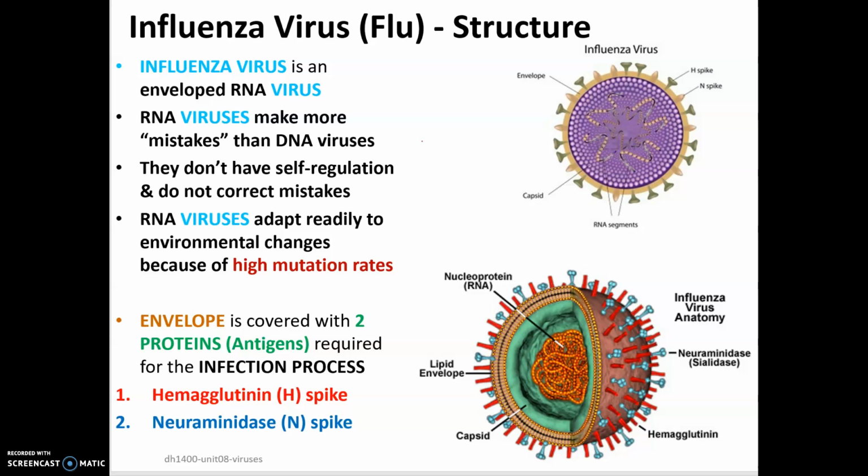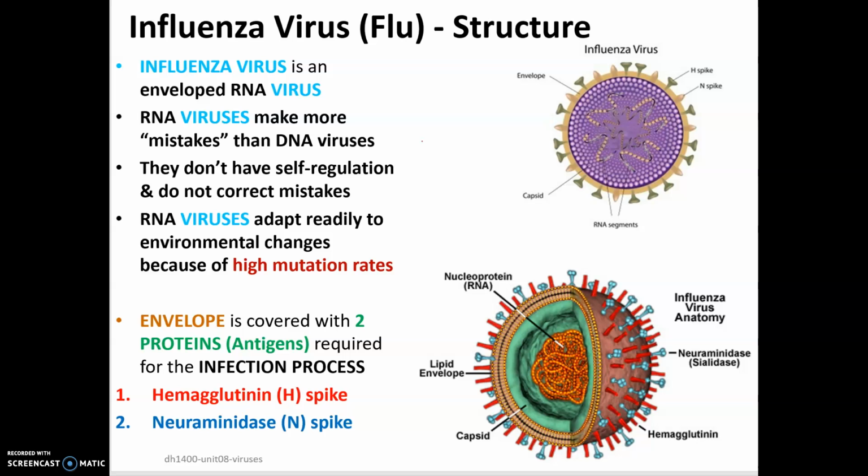So pretty much for the rest of this unit, we're going to be talking about the influenza virus, which of course causes the flu. We'll talk about the structure, we'll talk about how it replicates, and so on and so forth. So we're going to have a look at the influenza virus, and you can see the picture right here. It's an envelope virus. It's also an RNA virus.